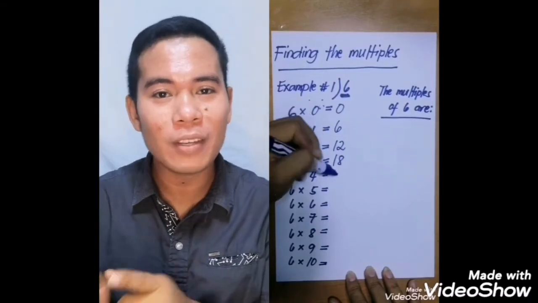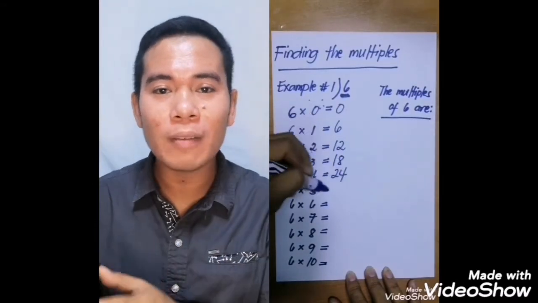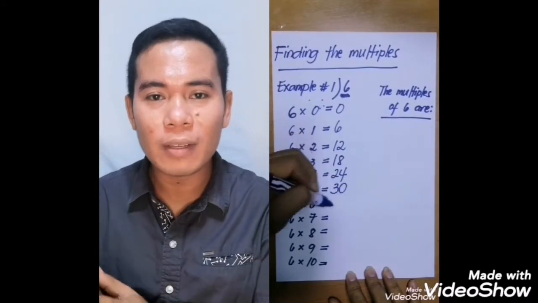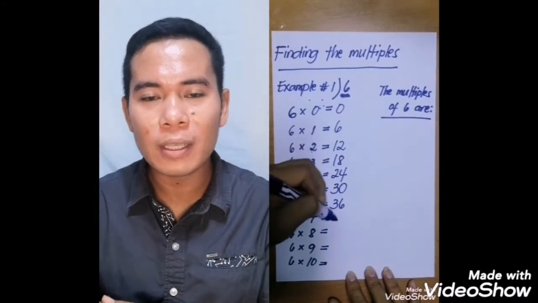6 times 4 will give us 24. 6 times 5 will give us 30. 6 times 6 will give us 36. 6 times 7 will give us 42.